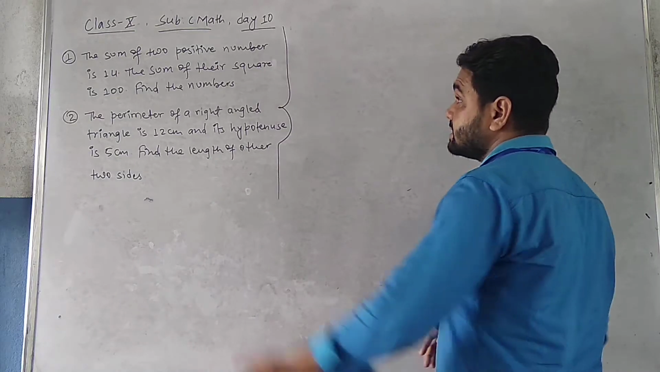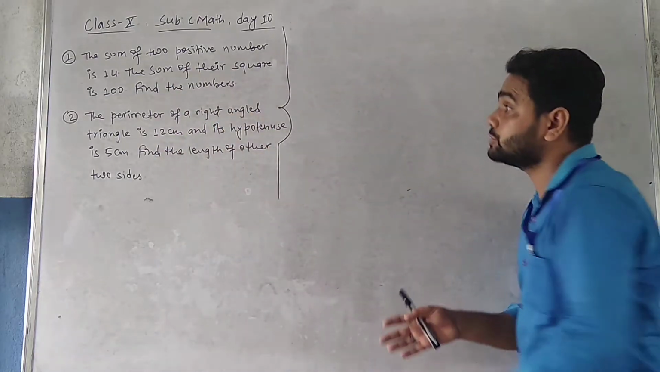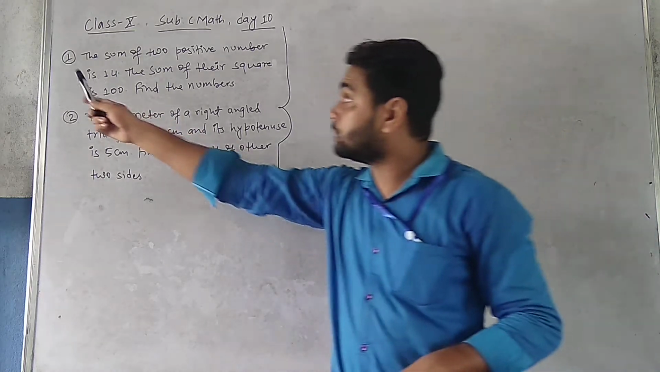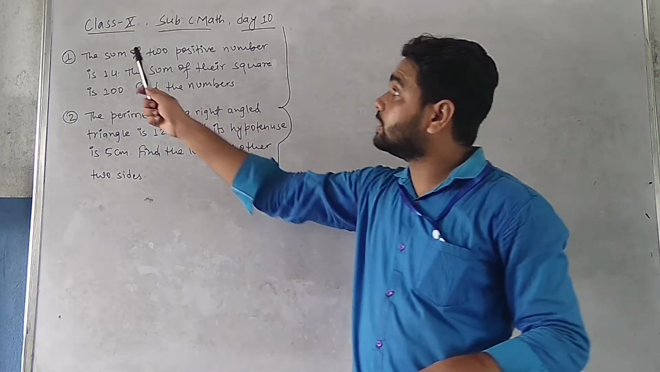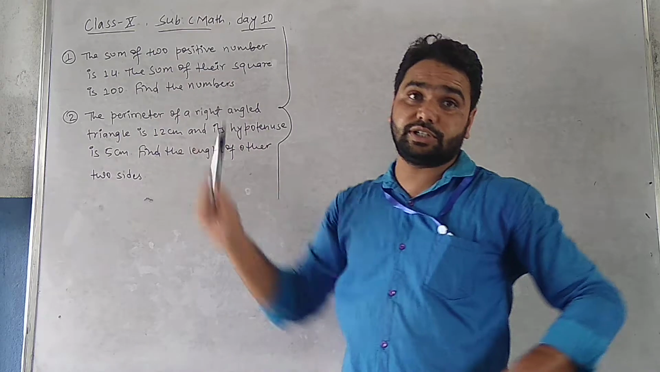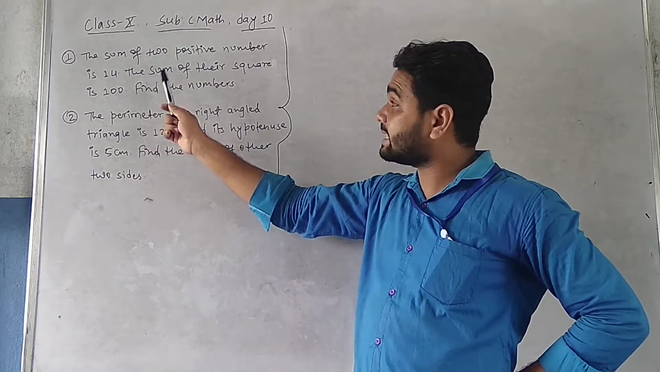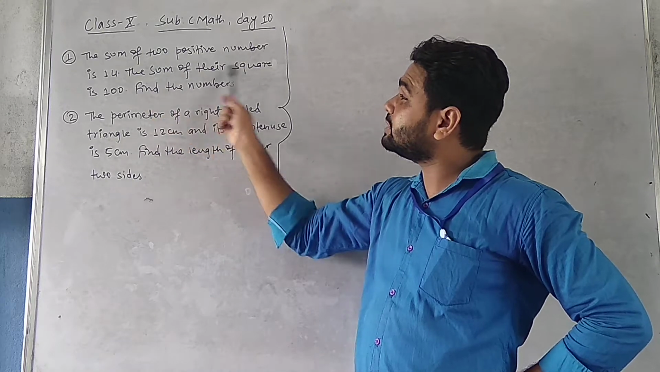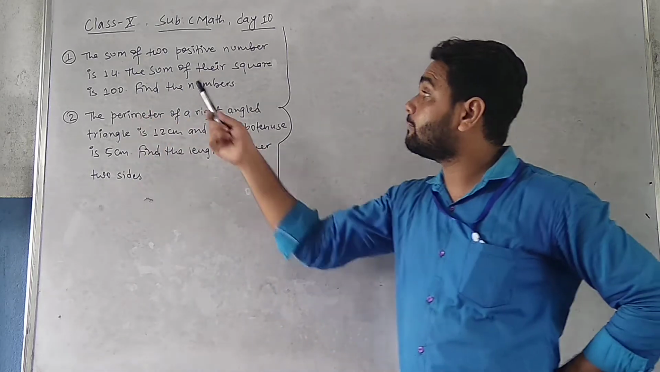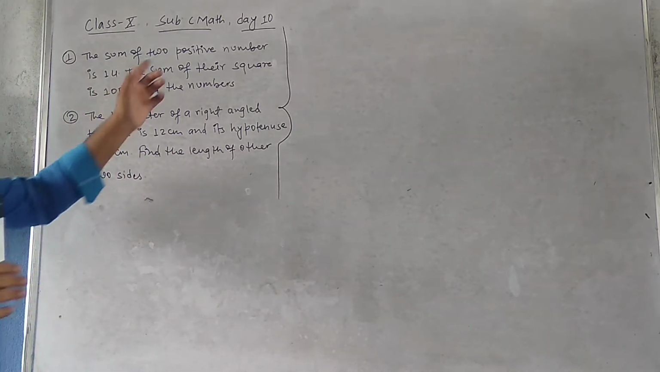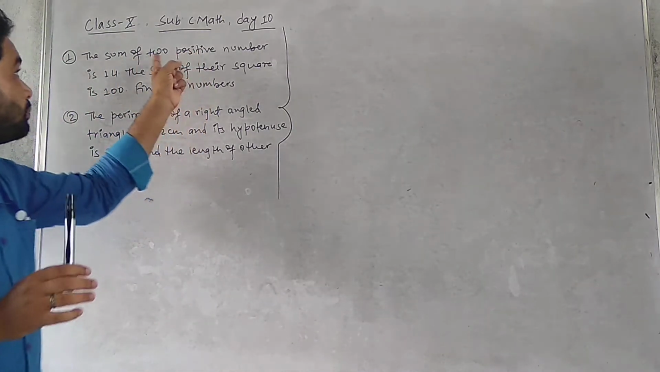Yes, in the previous classes I have written two questions over here of the same quadratic equation. In question number first, it is said that the sum of two positive numbers is 14. And the second condition is that the sum of their squares is 100. Find the numbers. And already we have discussed this.